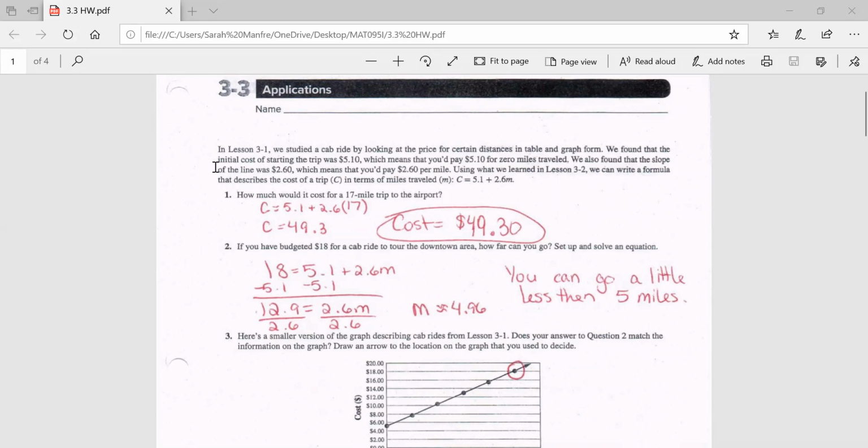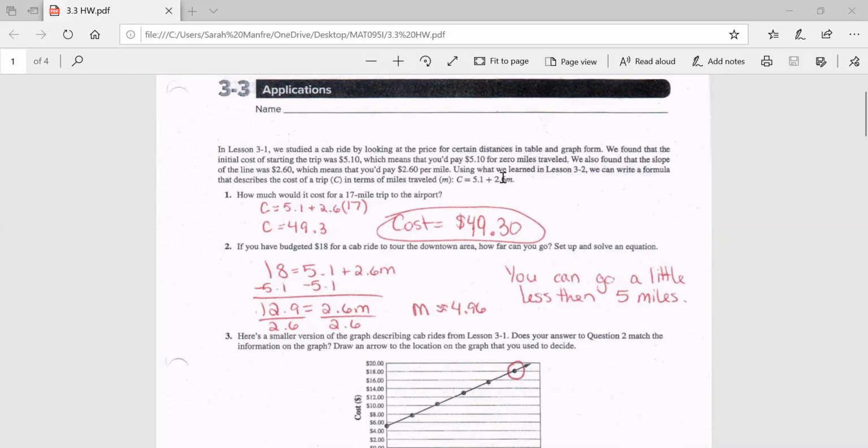We found that the initial cost of starting the trip was $5.10, which means that you have to pay $5.10 for 0 miles traveled. We also found that the slope of the line was $2.60, which means that you paid $2.60 per mile. And using that, in lesson 3-2, we wrote a formula that describes the cost of the trip, which we came up to be C is equal to 5.1 plus 2.6M.